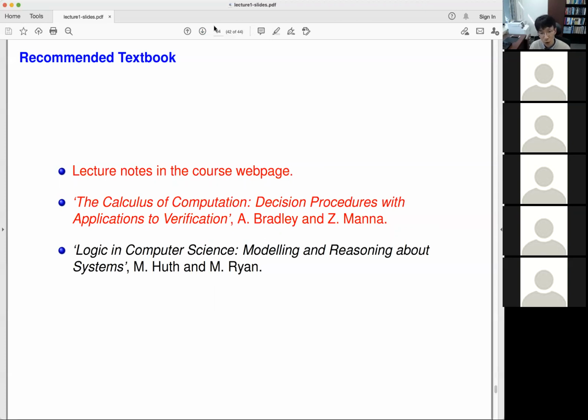If you want to know more about the computational side of logic, these 2 books that I highlight in the slide are also quite good. The book by Aaron Bradley, The Calculus of Computation, is a book that emphasizes the use of logic in verification. And it's an excellent book. And Logic in Computer Science is another very well-known popular book of logic, aimed at computer science students.